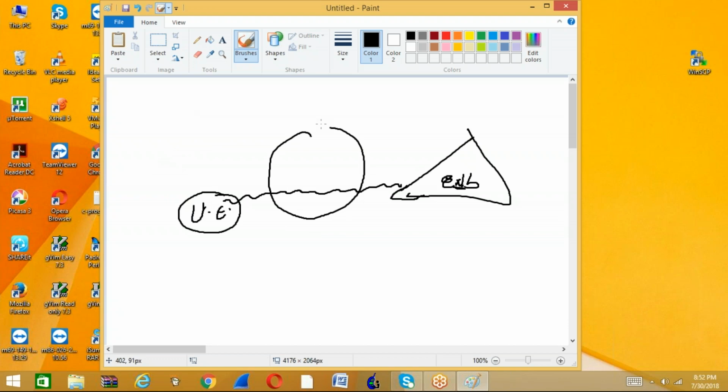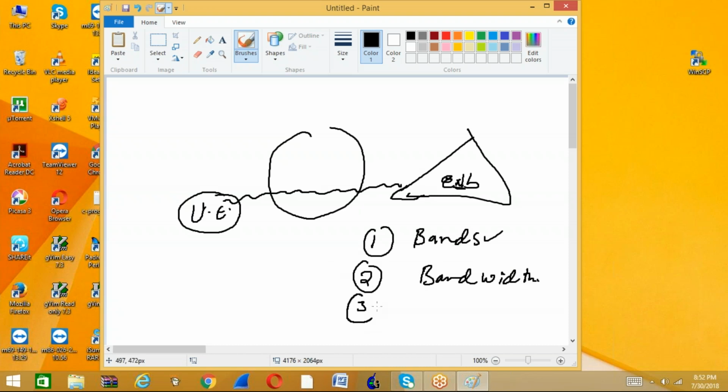Okay, I'll first list out those challenges. The first challenge is bands. The second challenge is bandwidth. The third challenge is OFDMA. The fourth challenge is SC-FDMA.